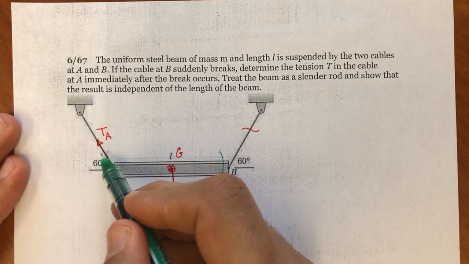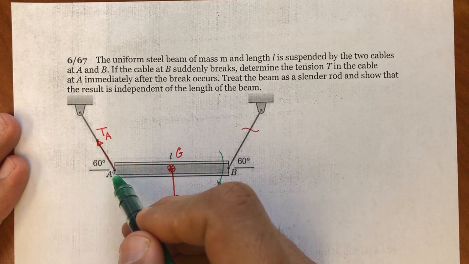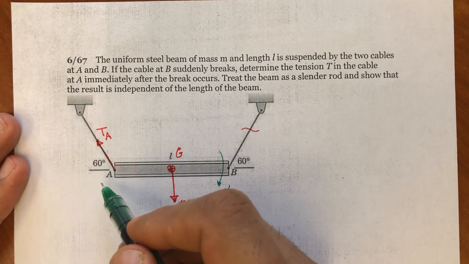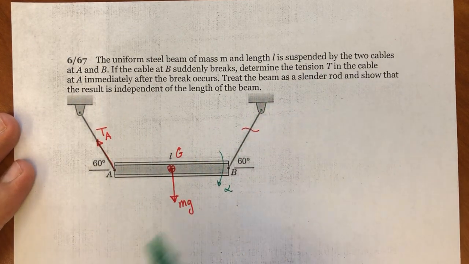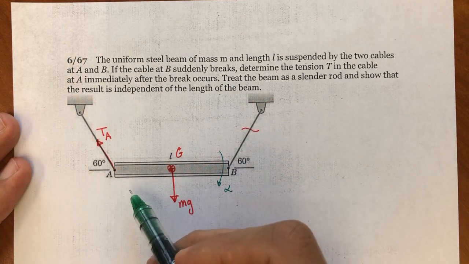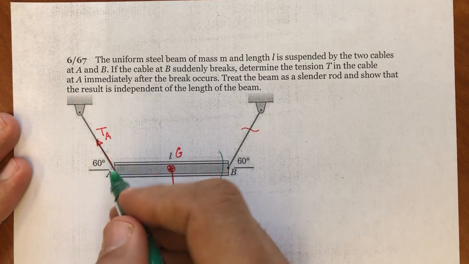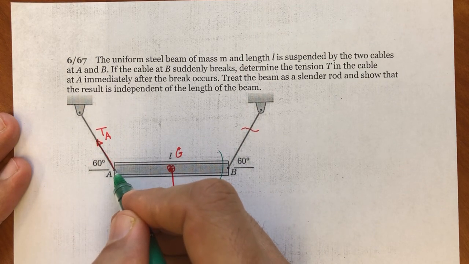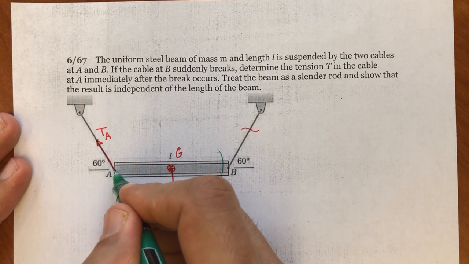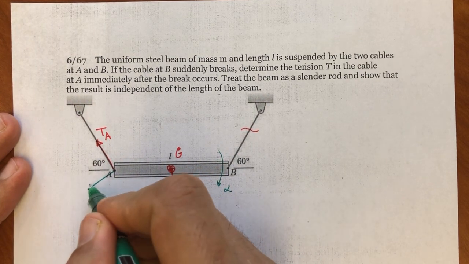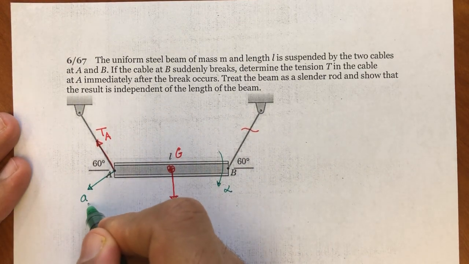The normal component is 0 because acceleration in the normal direction is equal to velocity squared divided by r. But there is no velocity at this moment. We are talking about immediately after breaking this cable. So acceleration in this direction is going to be 0, and all the acceleration of A is going to be length of the cable times alpha of it. And the direction of acceleration of A is going to be perpendicular to that cable. So this is acceleration of A.